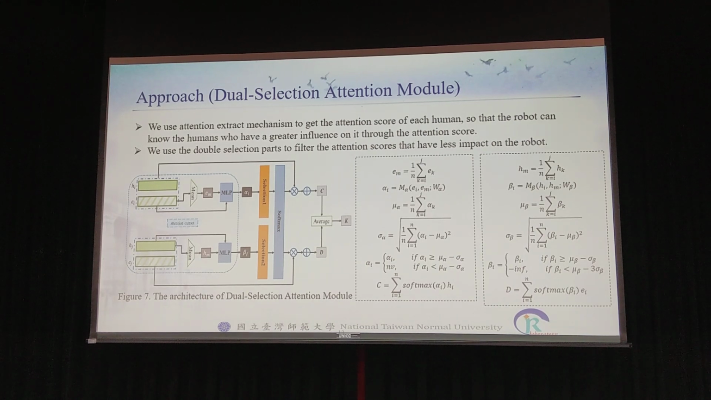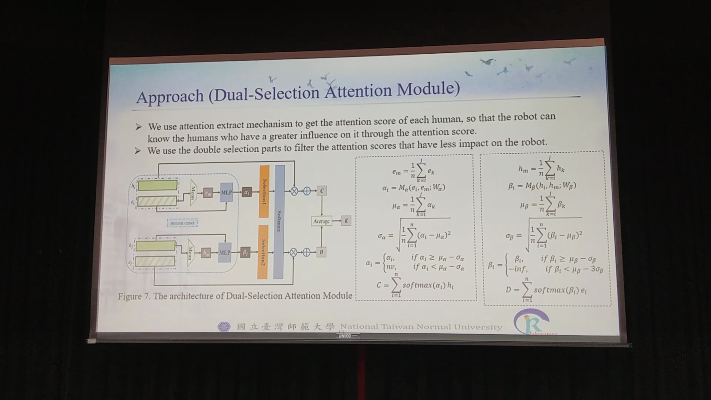Double selection attention model. In order to process information effectively as the number of humans changes, it is necessary to construct a model that can handle any number of humans. In order to estimate the influence of each human's attention on the robot, we use an attention mechanism to get the attention score of each human, so that the robot can know the humans who have the greatest influence on it. Through the attention scores, we use the double selection part to select the attention scores that have the greatest impact on the robot.